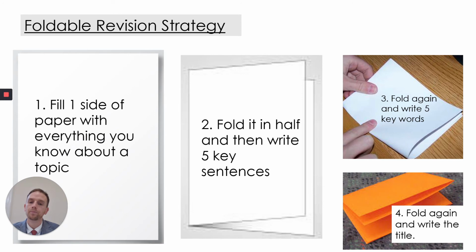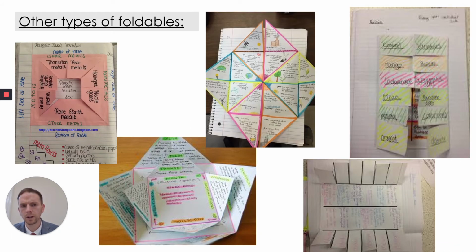Hopefully, after using these during their revision, what they'll be able to do is simply open it up to the first fold where they've just got the 5 key words, and from that they should be able to recall all of the information from the full side of A4 paper. There are lots of different types of foldables, and examples of them can be seen on the screen and they can be found on the internet.